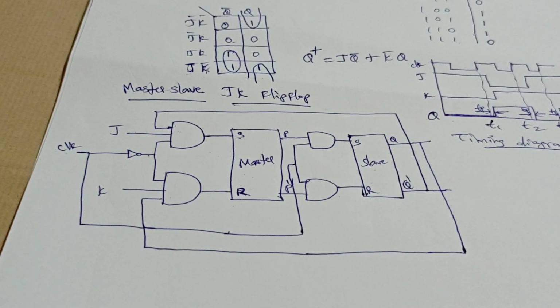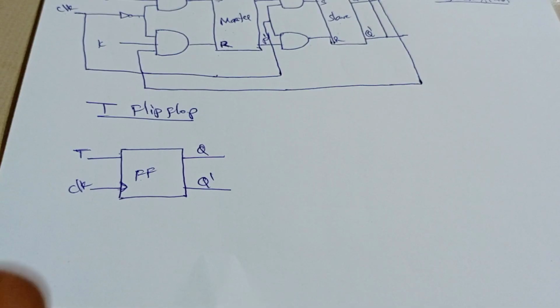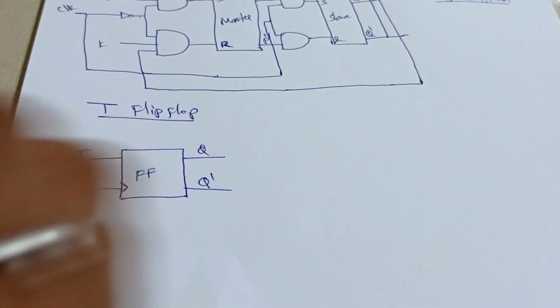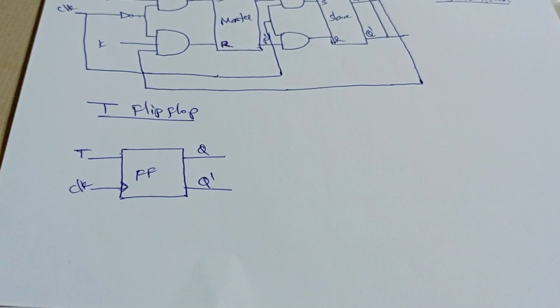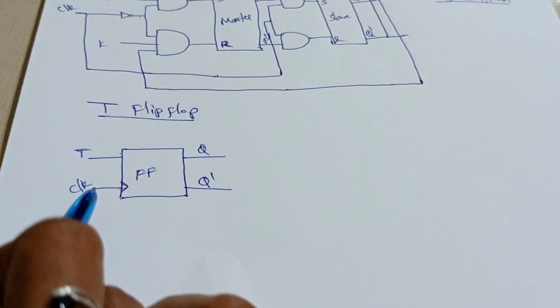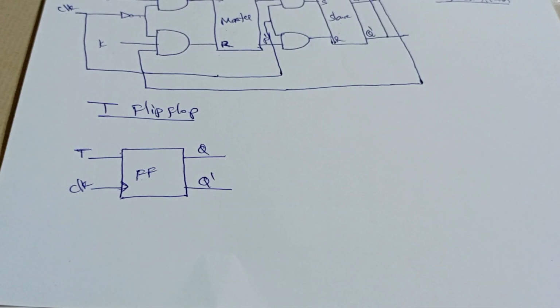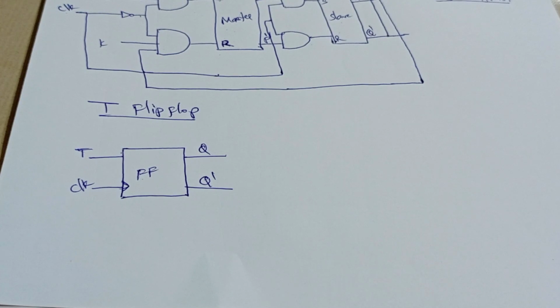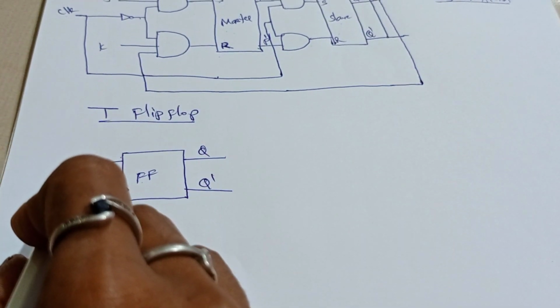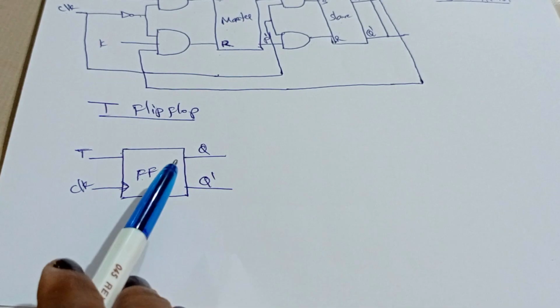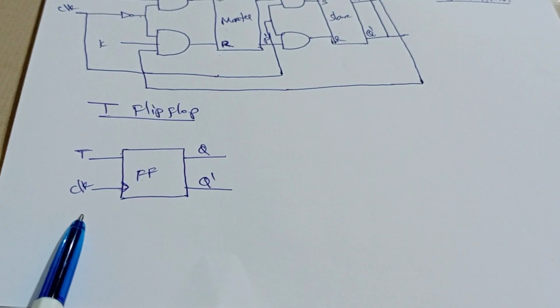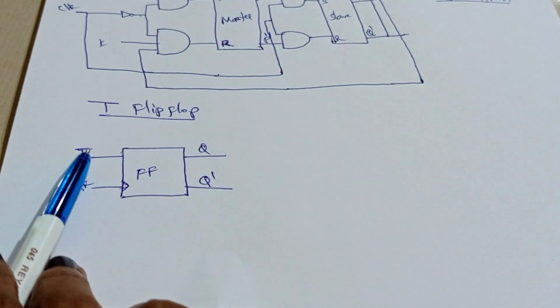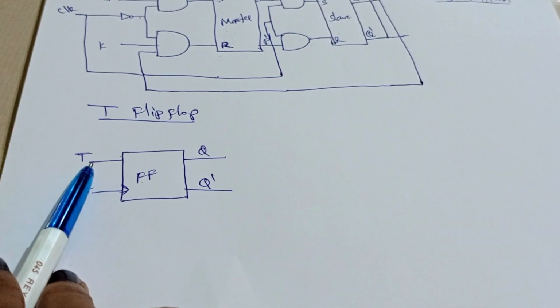This is about the master slave JK flip flop. The T flip flop is also called the toggle flip flop. It has a T input and a clock input and the outputs Q and Q bar. These are frequently used in building counters. When T is equal to 1, the flip-flop changes state after the active edge of the clock. When T is equal to 0, there is no state change.